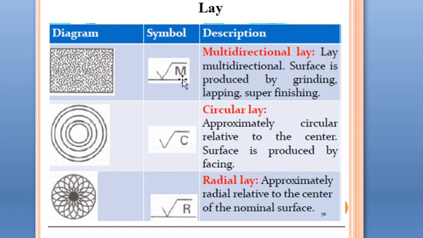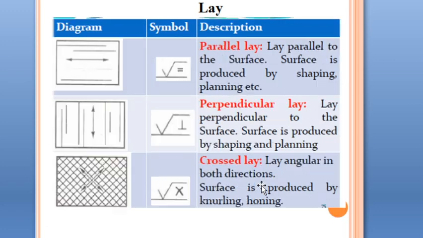Alphabet M represents the multi-directional lay for machining: grinding, lapping and super finishing operations. The surface marking looks like this. Concentric circles occur in facing operation, where the alphabet C is used for lay. Radial markings occur like a flower, where alphabet R is used for radial lay.